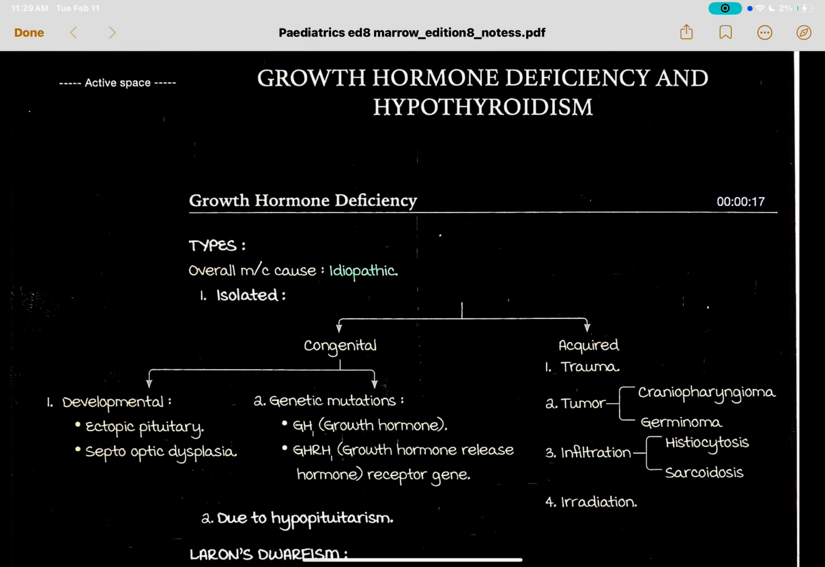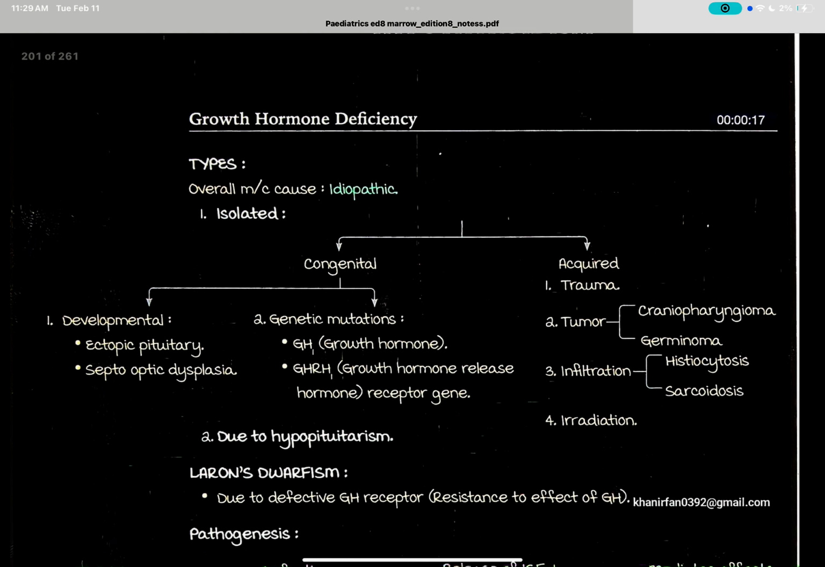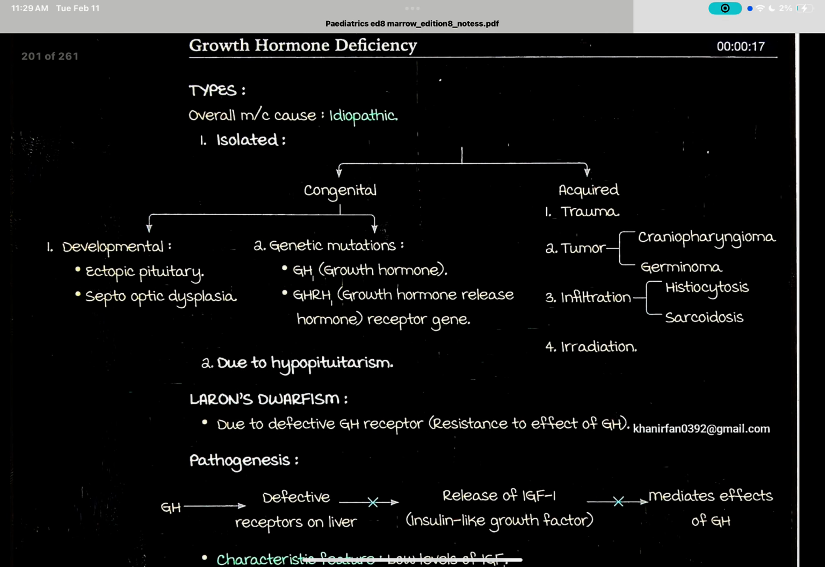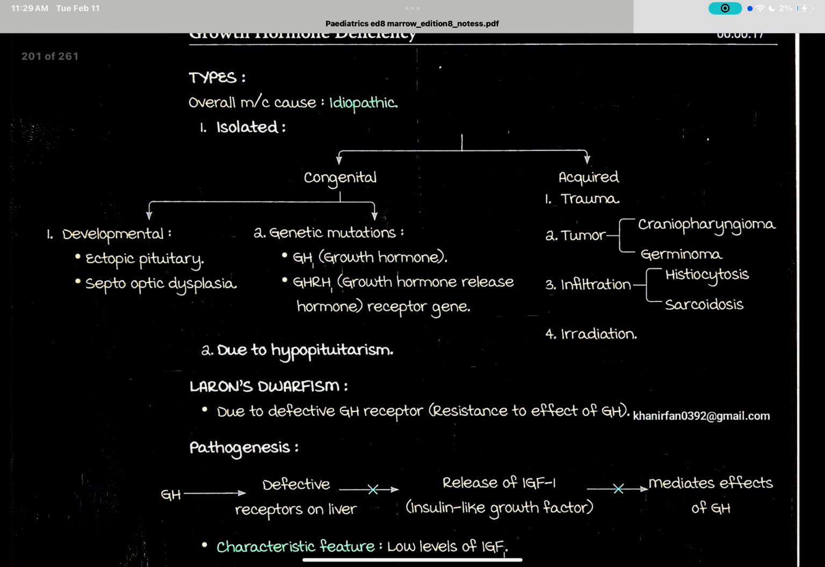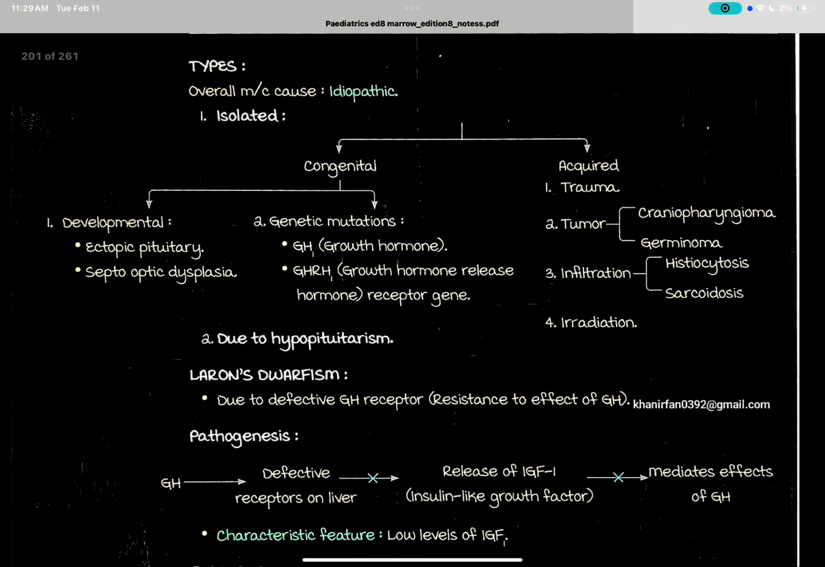Growth hormone deficiency and hypothyroidism. Growth hormone deficiency types. Most common cause of growth hormone deficiency is idiopathic. It could be isolated and either congenital or acquired. Acquired can be due to trauma, tumor, infiltration, irradiation.